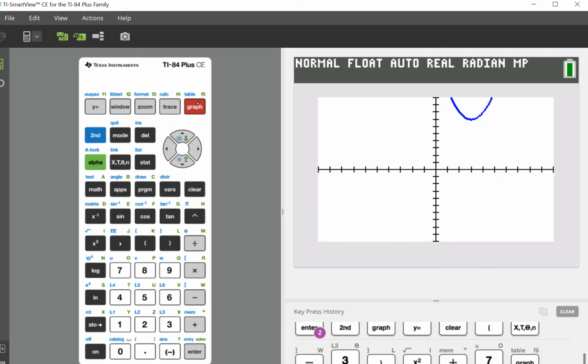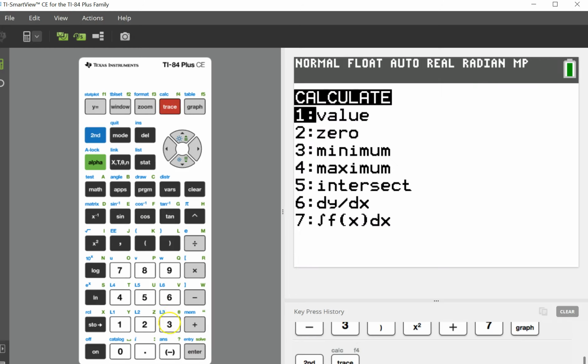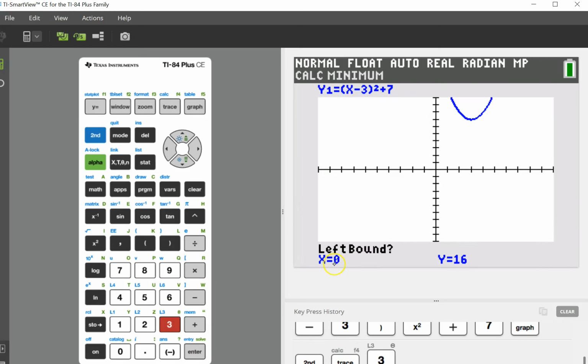So I'm going to look at the graph. My parabola, the vertex is at the bottom. It's still the minimum. I'm going to use second, trace, choose number 3, minimum. It says left bound. Well, right now I don't even see the cursor anywhere, but it tells me it's at 0.16. So it's like way up here at the top of the page somewhere.